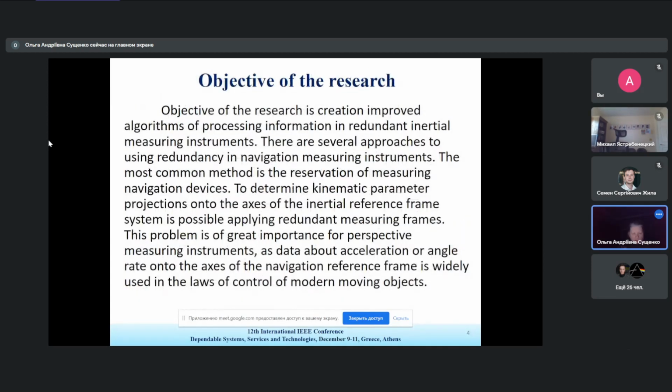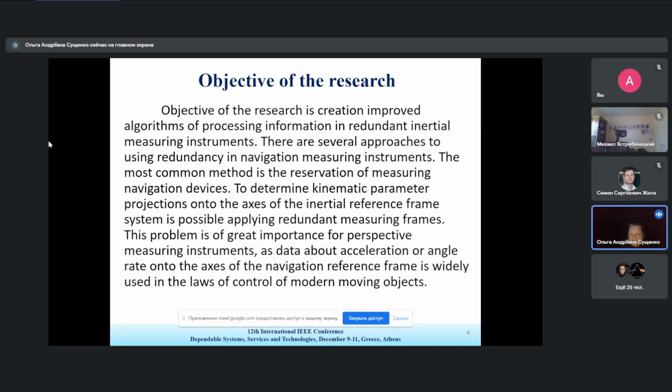Objective of the research. The objective of the research is the creation of improved algorithms of processing information in redundant inertial measuring instruments. There are several approaches to using redundancy in navigation measuring instruments. The most common method is the reservation of measuring navigation devices. To determine kinematic parameter projections onto the axes of the inertial reference frame, it is possible to apply redundant measuring frames.